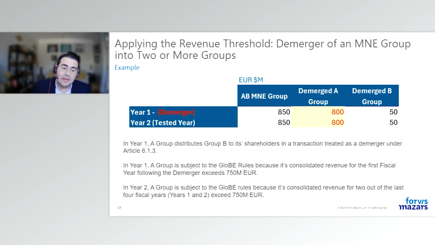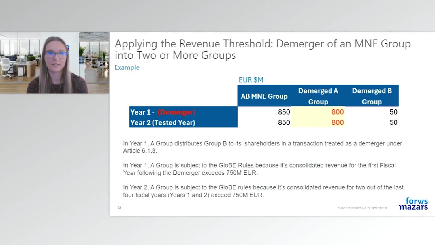Notably, though, B group is not within scope. B group is out. So this is a pragmatic look at how this consolidated revenue threshold is treated under Articles 6.1.1 through 6.1.3 of the model rules. With that said, could I add something here? The fact that the demerged B group is out is notwithstanding the fact that it is not joining another M&E group where it would meet the consolidated revenue threshold test.